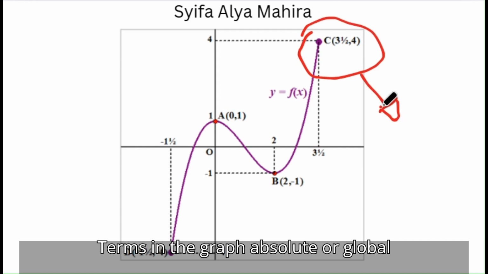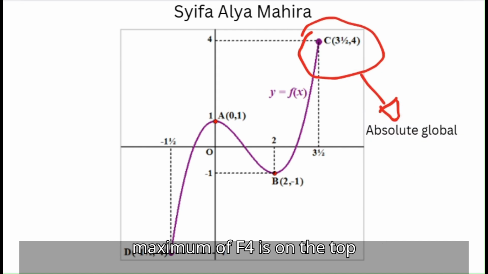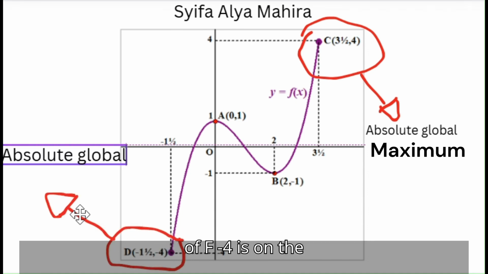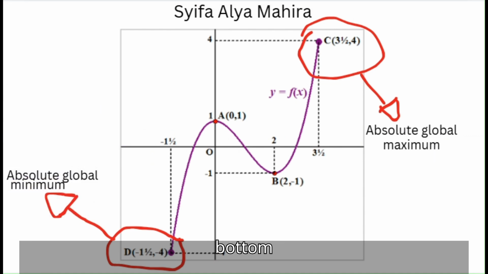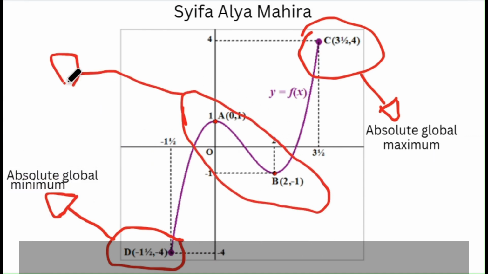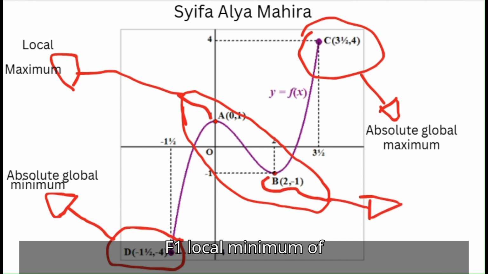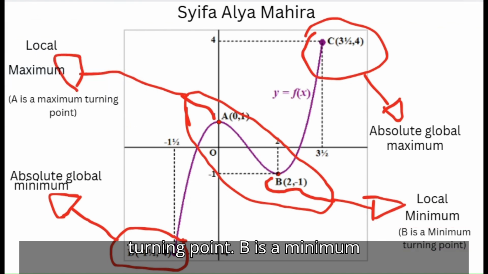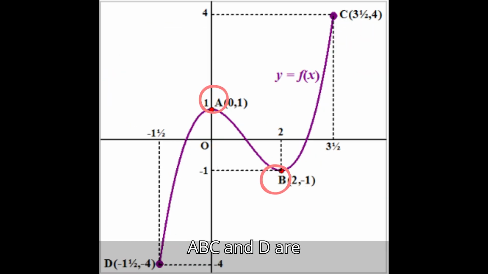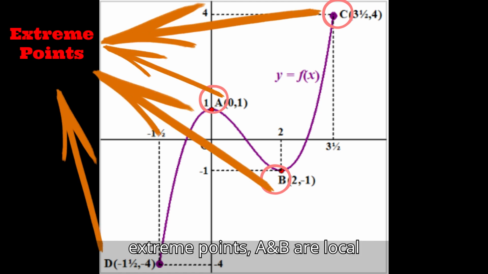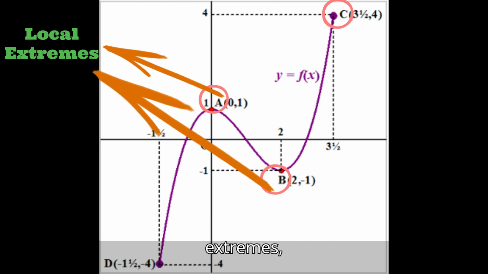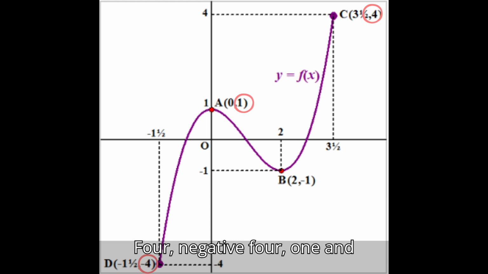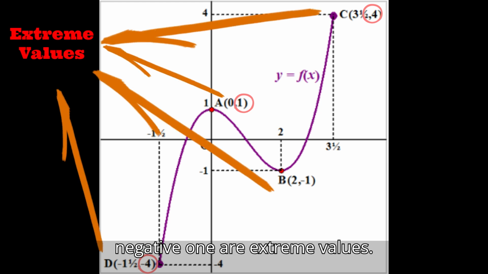Terms in the graph: the absolute or global maximum of F, 4, is at the top, C, and the absolute or global minimum of F, -4, is at the bottom, D. Local maximum of F, 1, local minimum of F, -1. A is a maximum turning point, B is a minimum turning point. A, B, C, and D are extreme points. A and B are local extremes, while C and D are global extremes. 4, -4, 1, and -1 are extreme values.